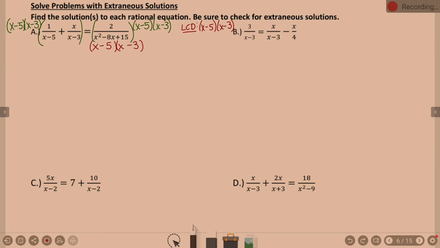So the idea here is I'm going to space out my equation. I'm going to have 1 over x minus 5 plus, I'm going to leave a gap so I can show what I'm multiplying by. And then there's my x over x minus 3 equals, and I don't necessarily have to leave a gap here because I can put it afterwards, but this is 2 over x minus 5, x minus 3.